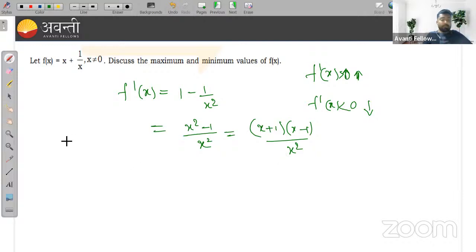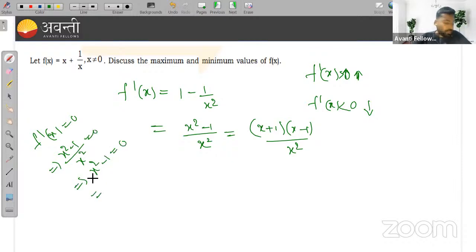Okay, how can you find? Now, if we take f dash of x is equal to 0, so what will happen? x square minus 1 upon x square is equal to 0. That is, x square minus 1 is equal to 0. Then we can say x is equal to plus or minus 1. So plot the number line first. This is a method to check the local maximum and local minima by using the first derivative. This is the number line. Plot the numbers. Suppose this point is minus 1, this point is 1, and this point is 0.